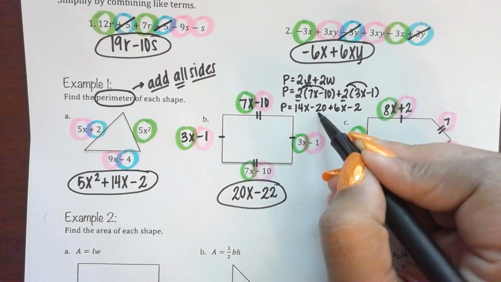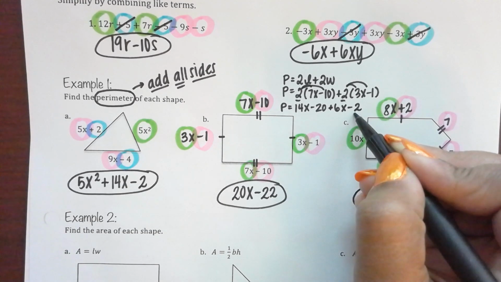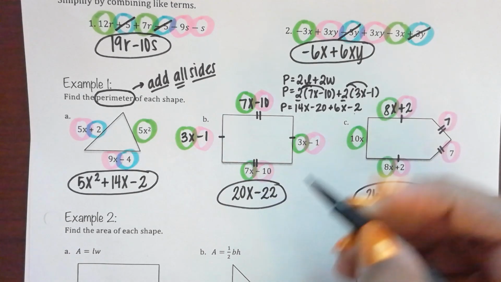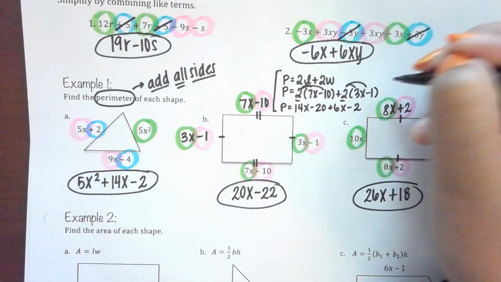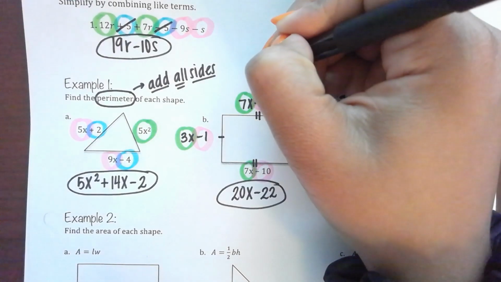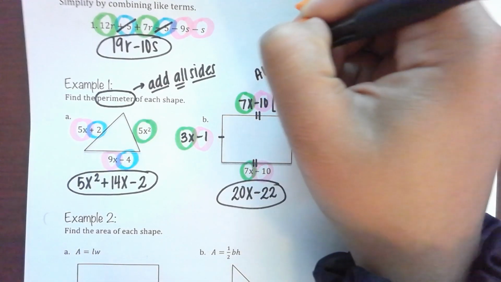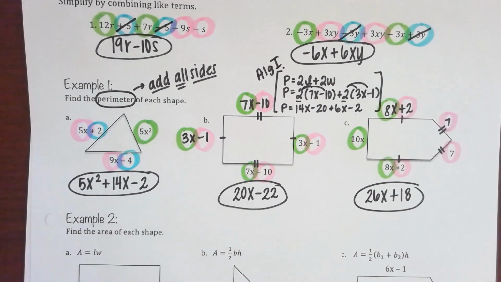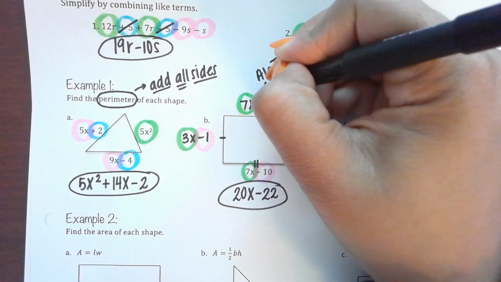Type it in. Negative 20 minus 2. Isn't that what we got down there? This is another way to do the same problem, but this is the way you will see it done in Algebra 1. So write that down. That way you have it.